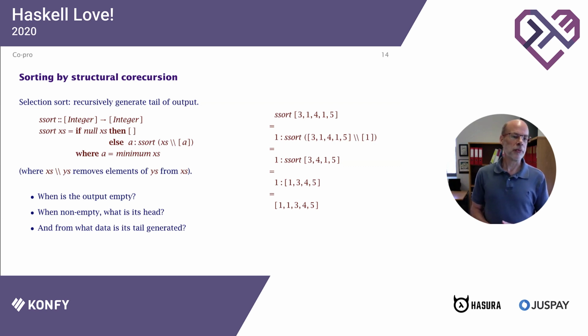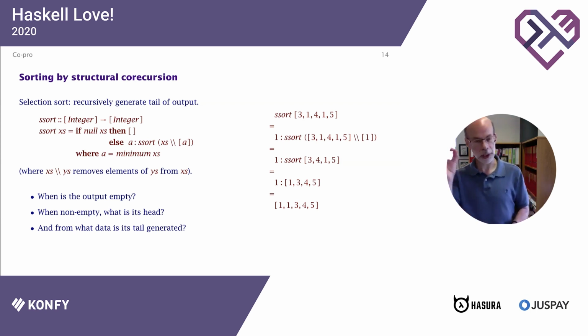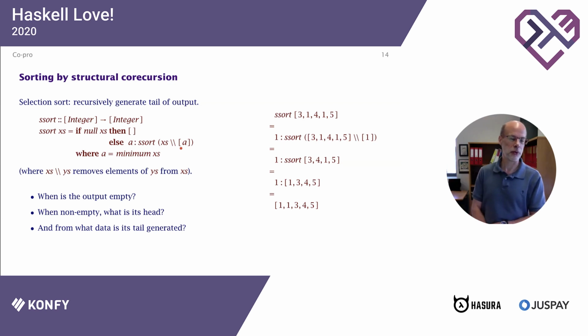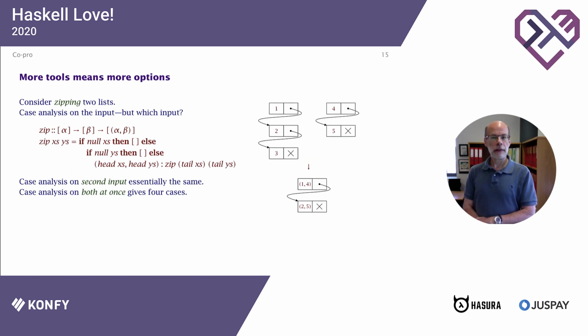Otherwise, what's the head of the list? It's the minimum. And from what do I get the tail of the list? So what do I have to sort to get the tail of the list? And what you have to sort to get the tail of the list is the original list minus the thing you just plucked out of it, minus singleton A. So this double backslash is Haskell's function for removing the elements of one list from another. So that's another tool in your toolbox.